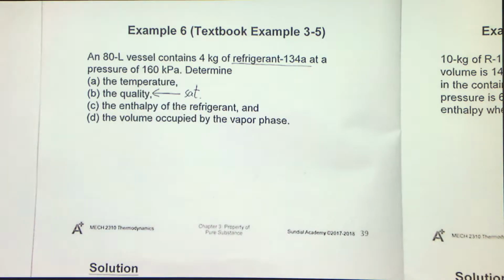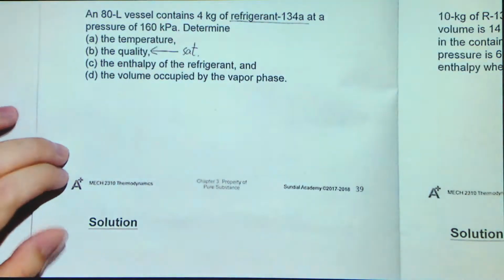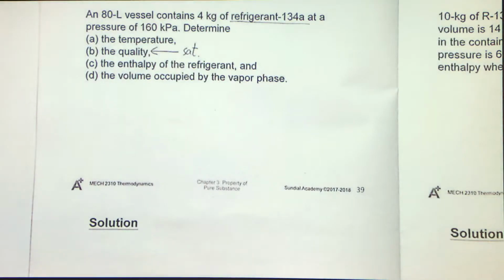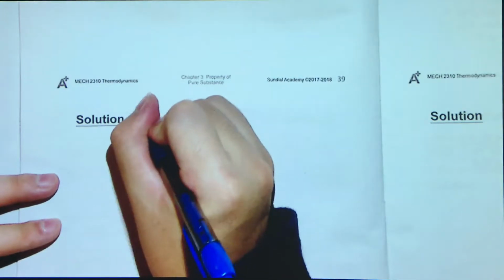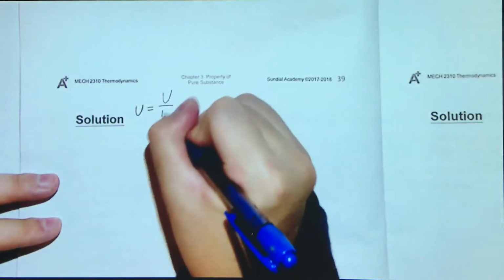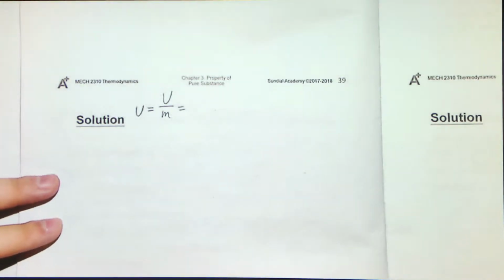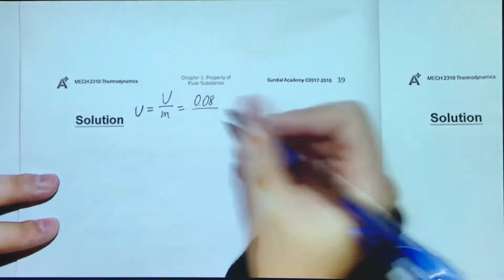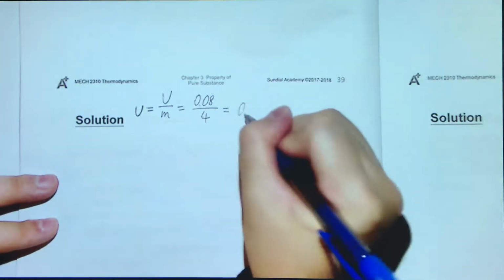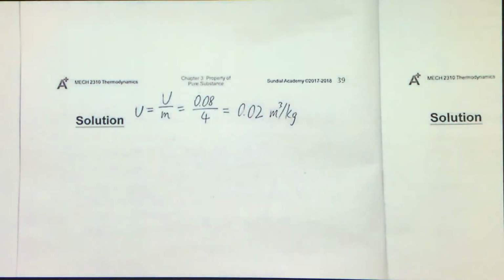Because we are given the volume as well as the mass, we can obtain the specific volume of this R134A inside the container. So let's compute that. The specific volume is equal to the total volume divided by the mass. The total volume is 80 liters, and we need to convert it to SI units, which is 0.08 m³ divided by 4 kg, equal to 0.02 m³/kg. But whether it's saturated or not, we need to check the table.